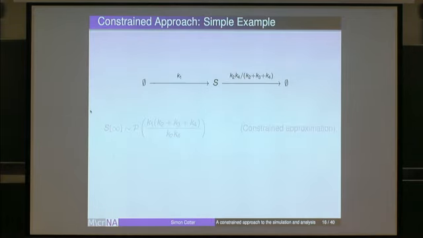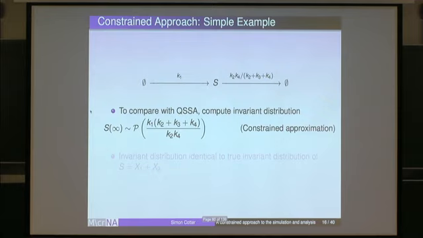So this is our effective system. And as we did before, we can compute the invariant density of that effective system in order to compare it with the true invariant distribution of the slow variable. So this is what we get for the constrained approximation. And in fact, you may or may not remember, this is exactly what we got for the true system. So the constrained approach here gives us an approximation of the invariant density of the slow variable, which is exact.